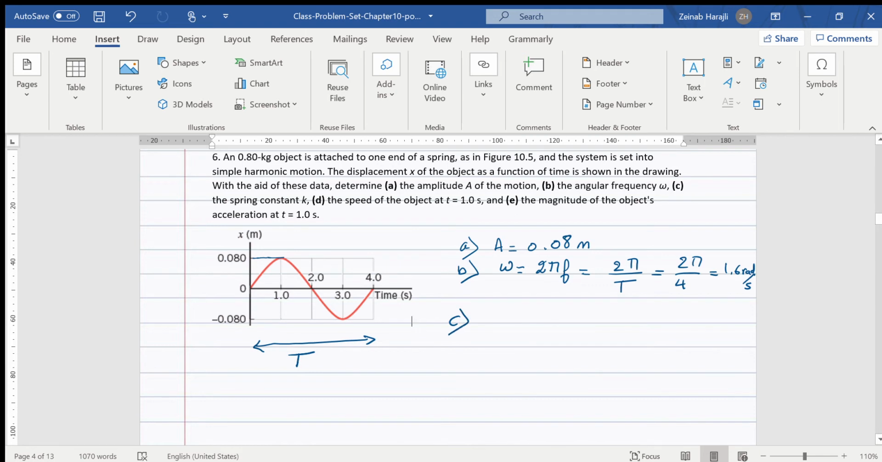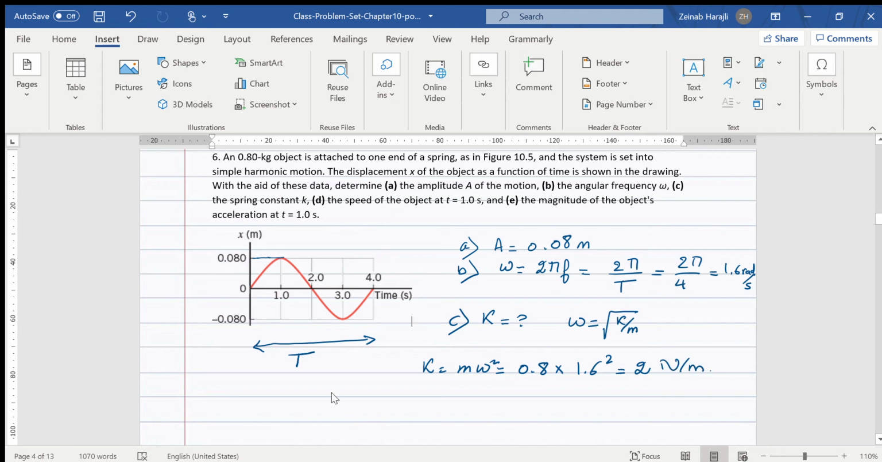In part C, we want the spring constant K. Now, we know that the angular frequency that we just found is equal to radical K over m for a spring. And we do have the mass. We have just found omega, so we can rearrange this equation to find K. It will be m omega squared. M is 0.8, and omega we just found to be 1.6. So this is 1.6 squared, and the final answer will be 2 newtons per meter.